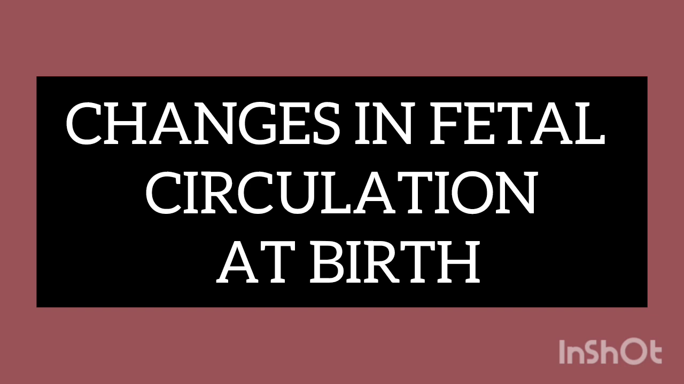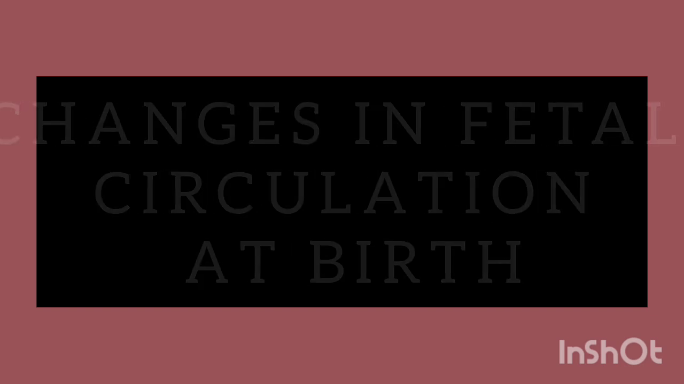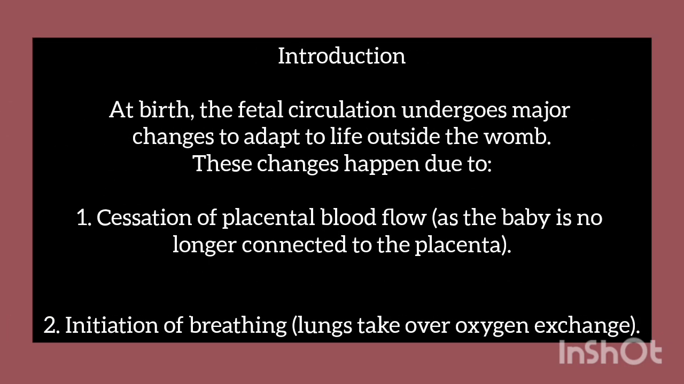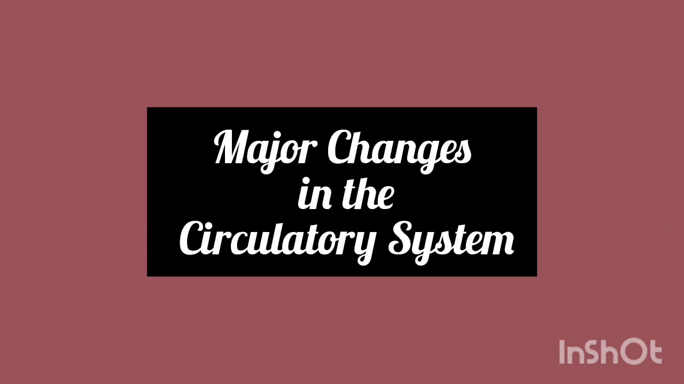Changes in fetal circulation at birth. At birth, the fetal circulation undergoes major changes to adapt to life outside the womb. These changes happen due to 1. Cessation of placental blood flow as the baby is no longer connected to the placenta. 2. Initiation of breathing, lungs take over oxygen exchange. Major changes in the circulatory system.